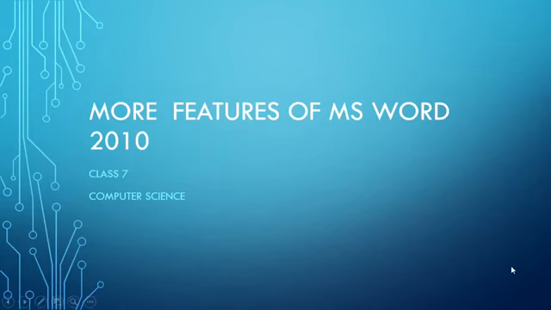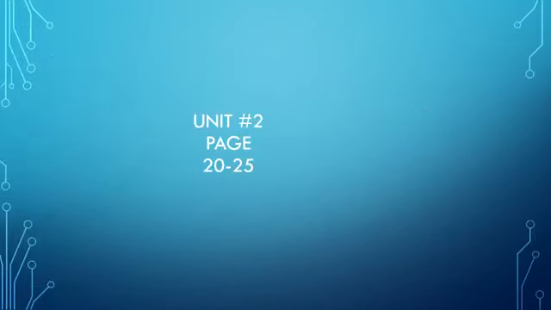In this particular class, we are going to discuss our Unit 2, More Features of Microsoft Office 2010. This video is for class 7 for the subject of Computer Science. In this video, we are going to discuss Unit 2. The pages that we are going to cover are page number 20 till page number 25.